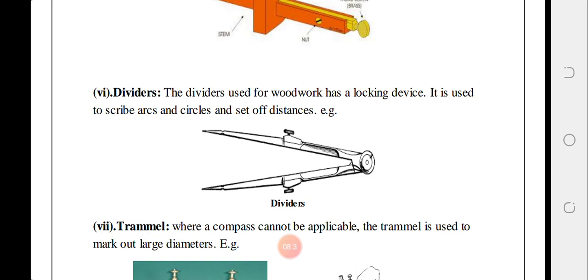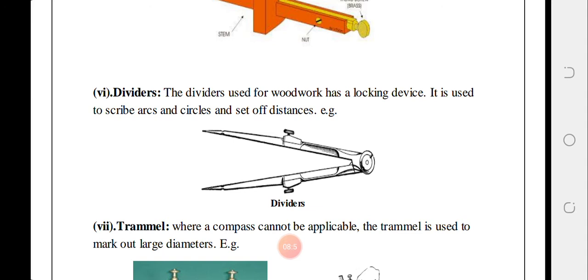Another one under the marking out tools. This is like the sixth one. Now the divider. Dividers are in our mass set already. So dividers are used for what? They are used for woodwork as a locking device. It is used to scribe arcs and circles and set off distances.